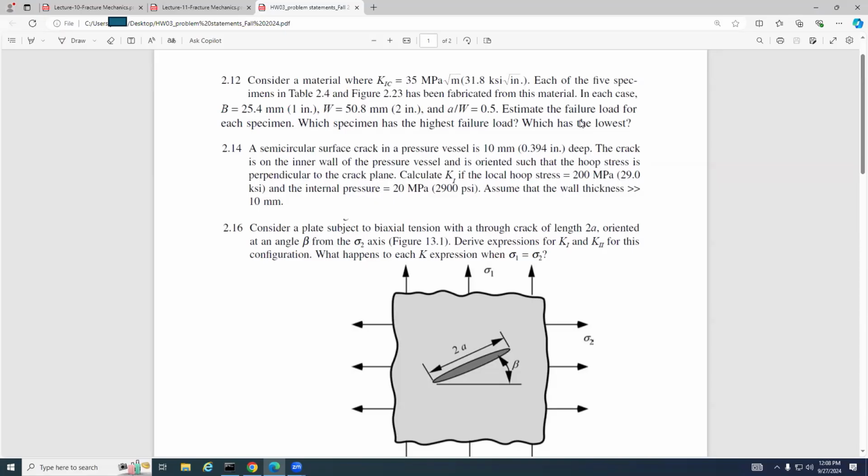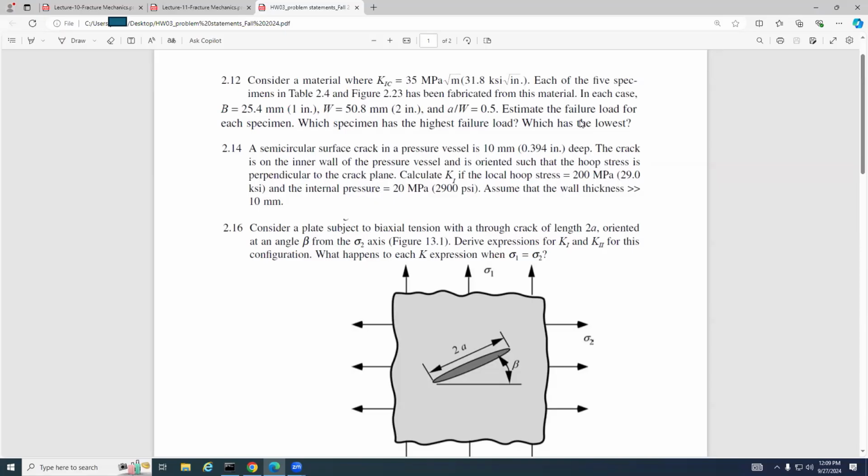So this is the first one. And the second one is a semicircular surface crack in a pressure vessel. You can see the pressure vessel. It's 10 millimeters deep. The crack is on the inner wall of the pressure vessel, and is oriented such that the hoop stress is perpendicular to the crack plane. This is the crack plane. Calculate the K_I, given the local hoop stress and internal pressure, and assume the wall thickness is less than.